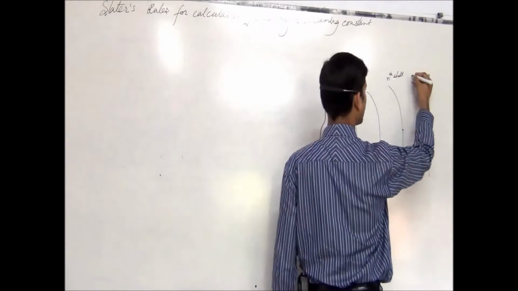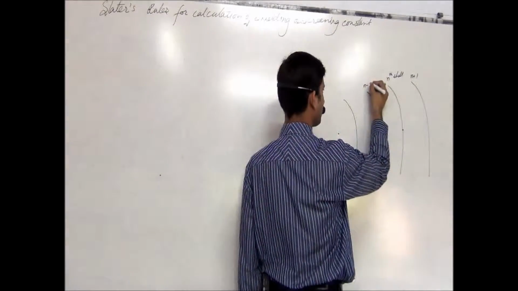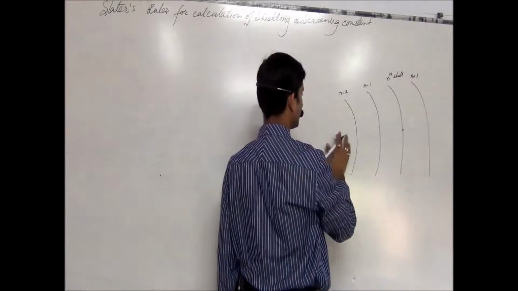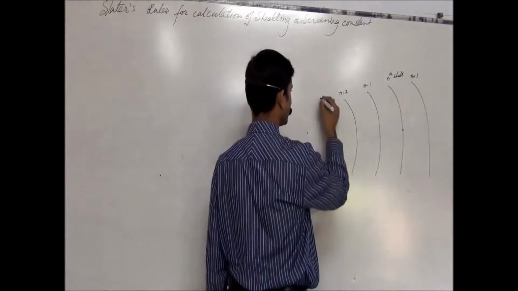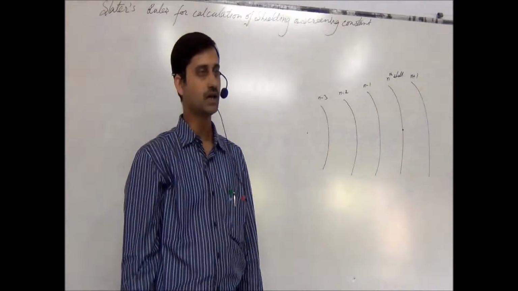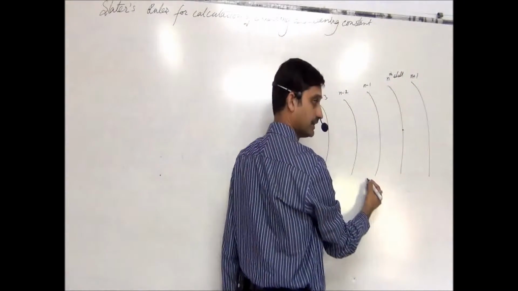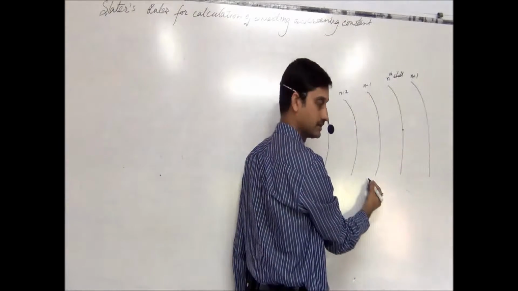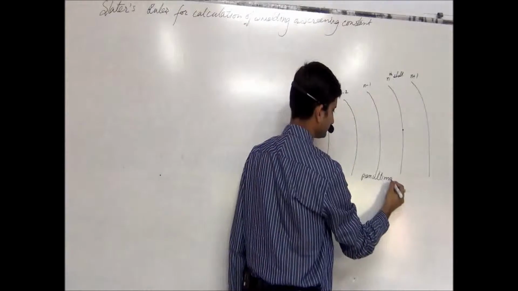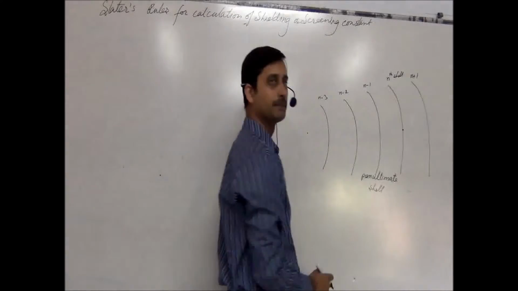Obviously, this will become n plus 1. This will become n minus 1. And this is going to become n minus 2. And further we can have n minus 3 and so on. So these are going to be the various shells. Now, be very clear, remember these names, they are important names. This one is called the penultimate shell. N minus 1 is called the penultimate shell.